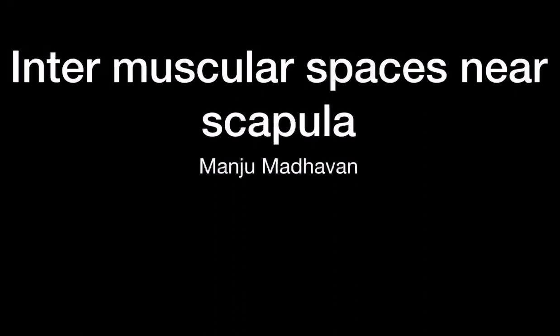We have seen the muscles connecting scapula to axial skeleton. Now we will pass on to muscles that connect scapula to humerus. Some intermuscular spaces are formed between these muscles and their contents are clinically important. We will look into them also.